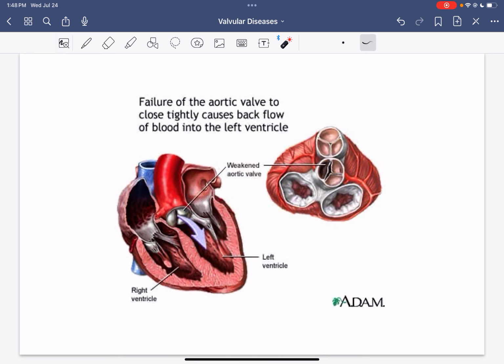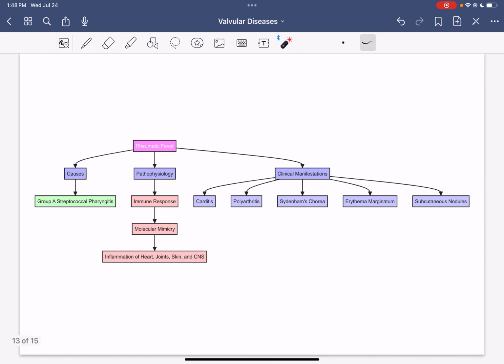Okay. This is a pictorial representation of aortic regurgitation, in which you can see there is a weakened aortic valve, there is prolapse of aortic valve into the aorta. As a result, there is leakage of blood from the aorta into the left ventricle. Okay, now let's talk about rheumatic fever. I've really simplified rheumatic fever too, because in third year you'll be learning more about rheumatic fever, but for the second year patho level, this is enough.